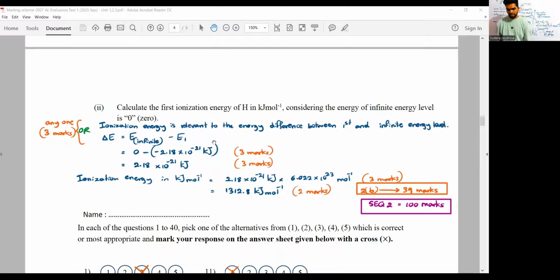The first part is about periodic properties, and the second part is about emission spectrum. There were many other emission spectrum questions we did in our earlier paper classes. Before the evaluation test, I think we have done around 18, 19 practice papers. So go through them again.